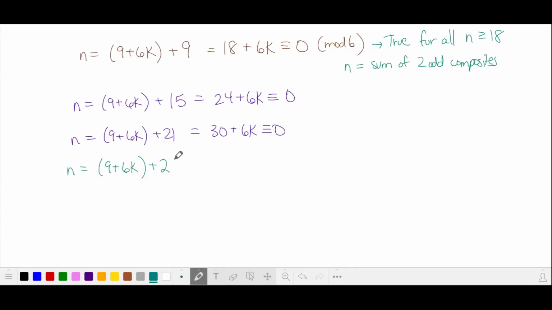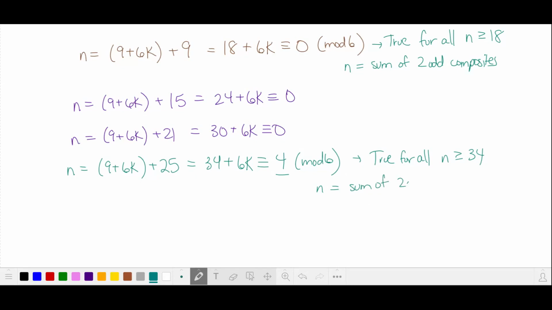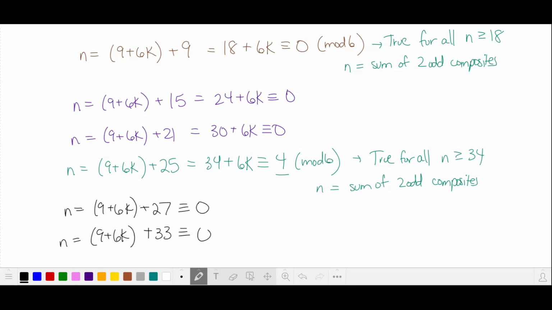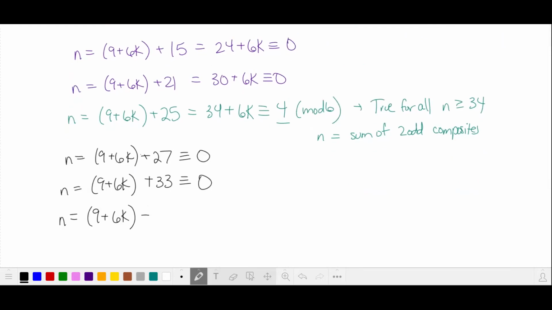So we'll try the next one, 25. In mod 6, this is 4. So all of the even numbers that leave a remainder of 4 when divided by 6 and are greater than or equal to 34, we can write that number as the sum of two odd composites. We'll keep going. Adding 27 is also 0 in mod 6. Adding 33 gives us 0. So let's add 35 and see if that takes care of the last mod 6 residual. And there it is, 2 in mod 6.